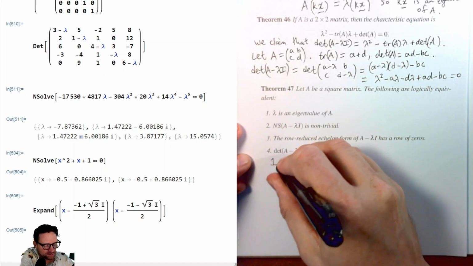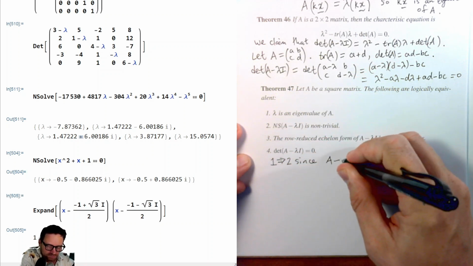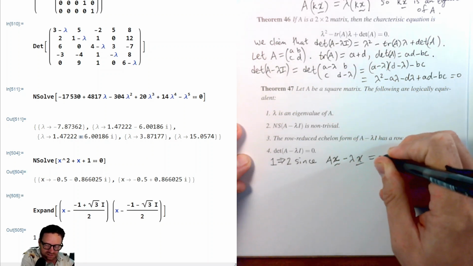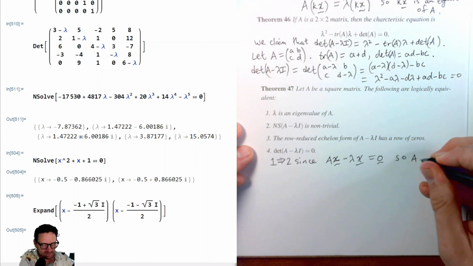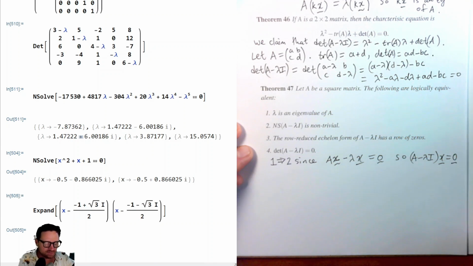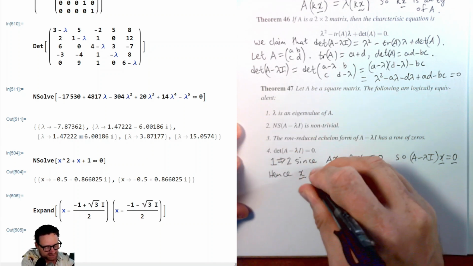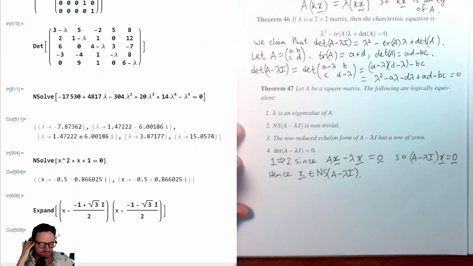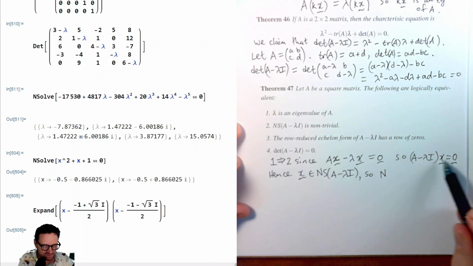Okay, so 1 implies 2, since Ax minus lambda x equals 0 vector. So by definition of eigenvalue, A minus lambda I times x is the 0 vector. Hence x is an element of the null space of A minus lambda I. So it's non-trivial because there's a non-trivial element in it.